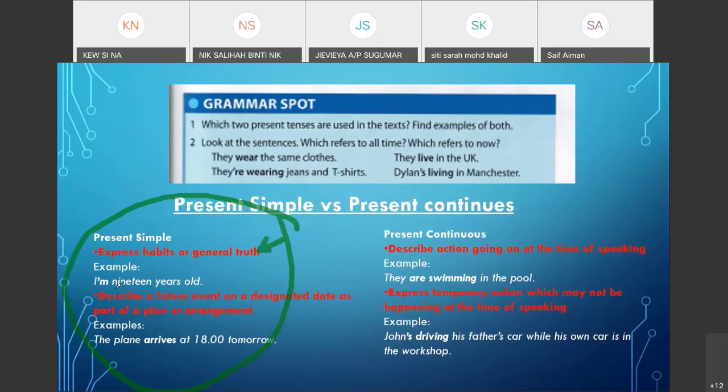For example, I am 19 years old. So this is the truth, right? We use the present simple tense to show the general truth. So 19 years old is the truth, so I use the present simple tense, right?